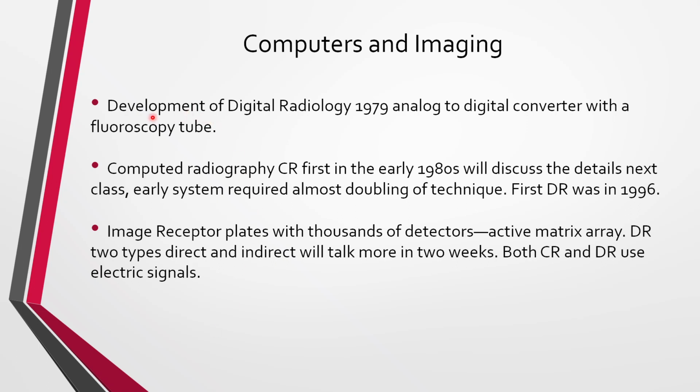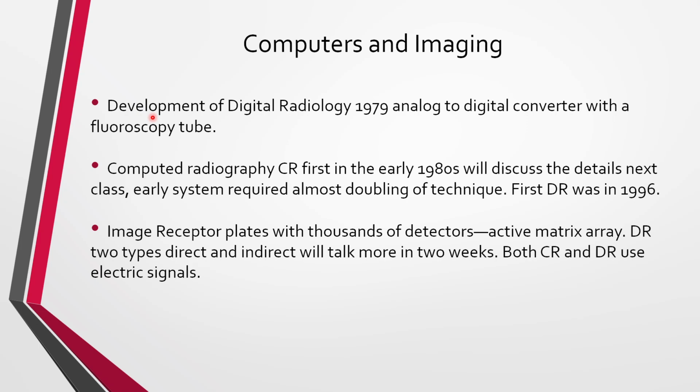Computers and imaging. So we talked about some history, and then we talked about some components of computers and what a computer is and all this. Now let's bring it together and talk about computers and imaging. Development of digital radiography in 1979: analog to digital converter with a fluoroscopy tube. So the development of digital radiology began in 1979 with the analog to digital converter with a fluoroscopy tube.